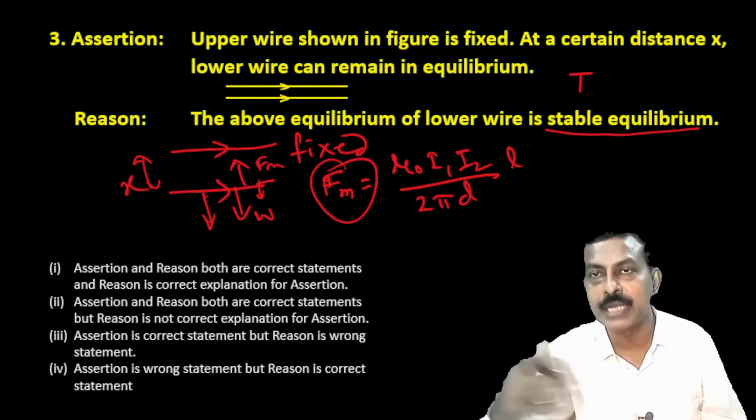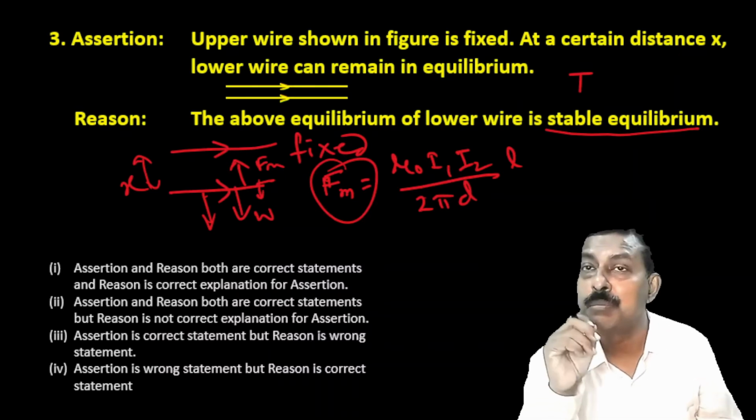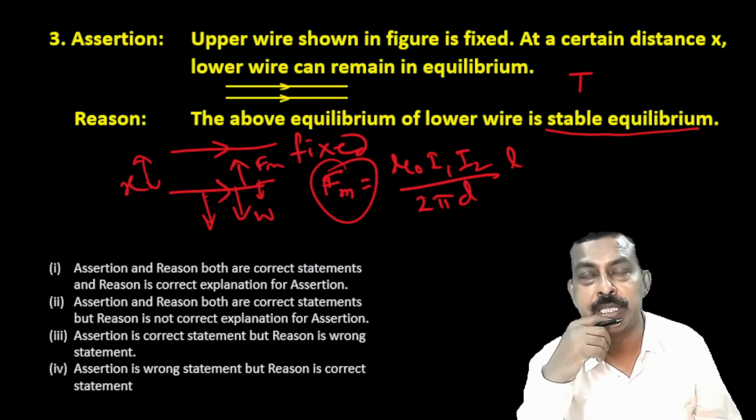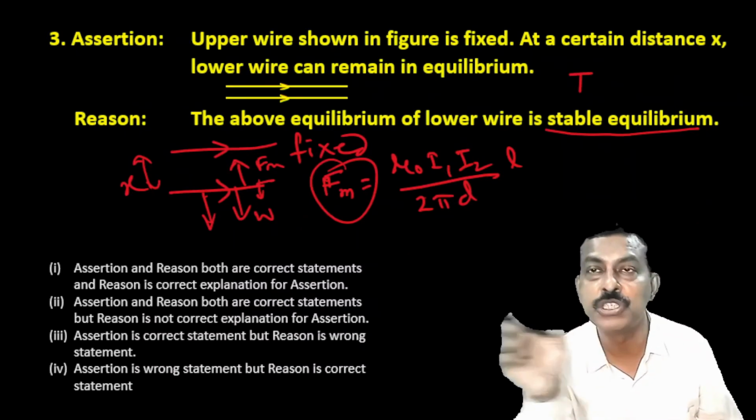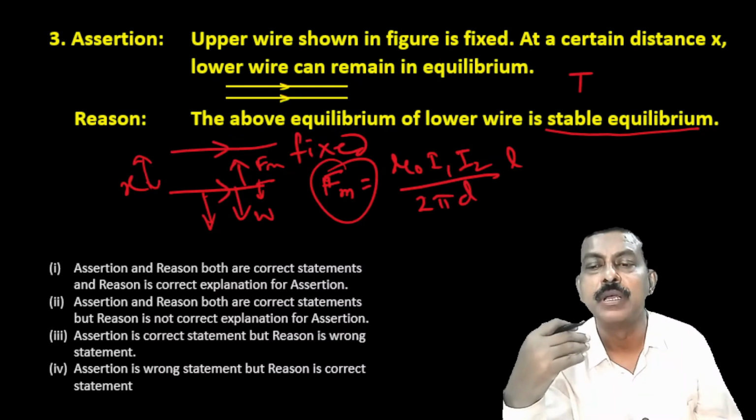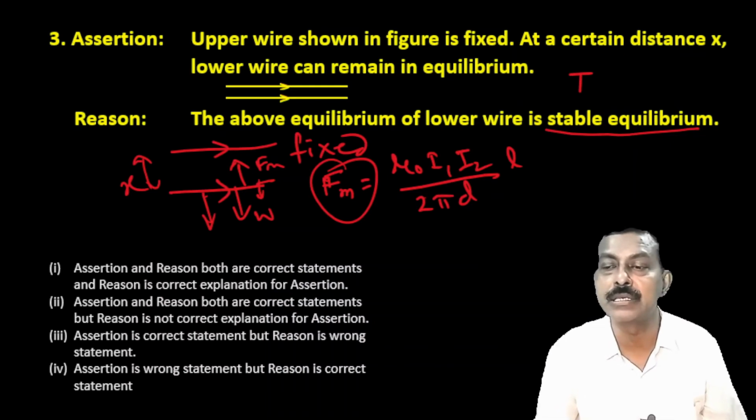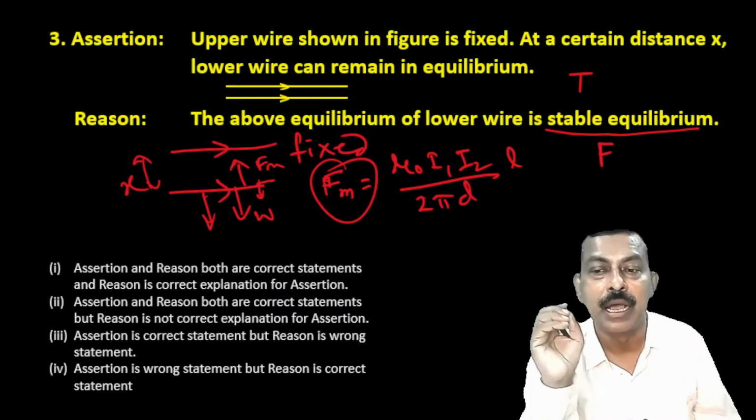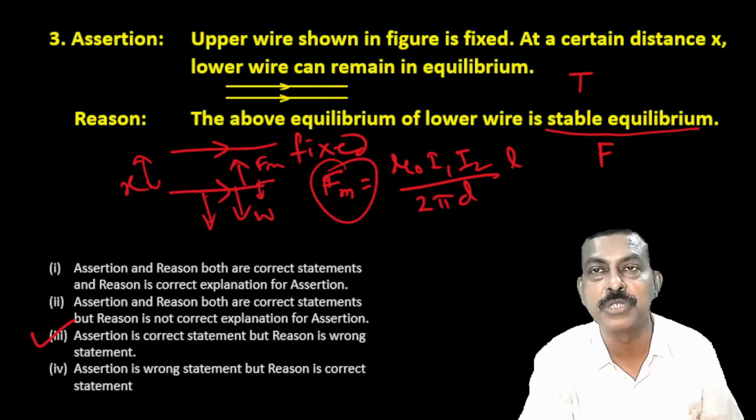So in that case, the wire will get further disturbed from that position and will never come back. Remember, it will try to come back to the equilibrium position if the net force which is acting is directed towards the mean position or equilibrium position. Here a restoring force type thing is not acting. So obviously in that case it cannot come back to the mean position. That means it will not be in stable equilibrium. So that means it is false. So here assertion is true, but reason is false. That means the third one is the correct option.